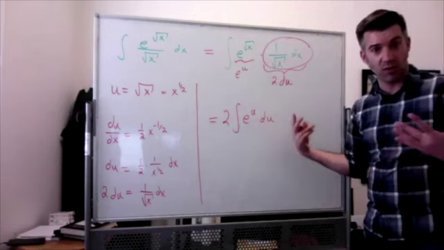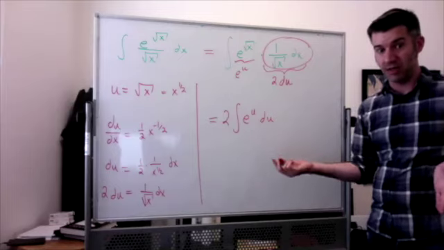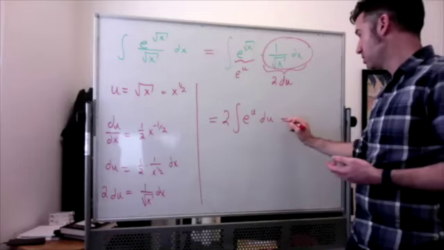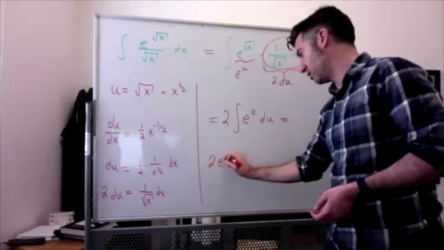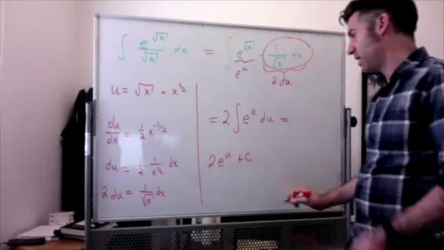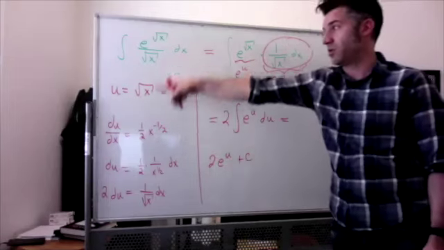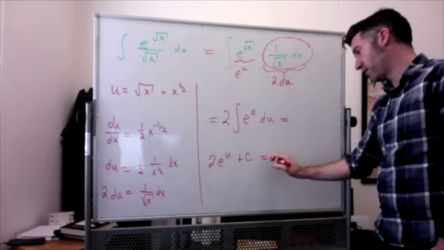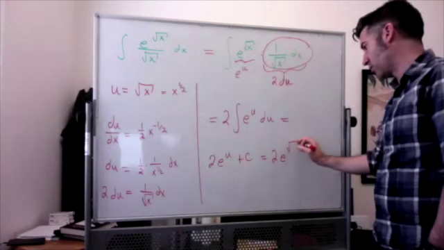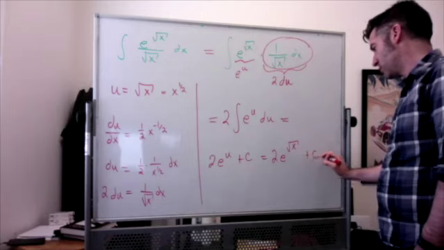Everything has u's in it. We're in a good place. We know how to anti-differentiate e to the u. It's just e to the u. So we get 2e to the u plus c. And then we have to replace u with what it's equal to. So we end up with 2e to the square root of x plus c.